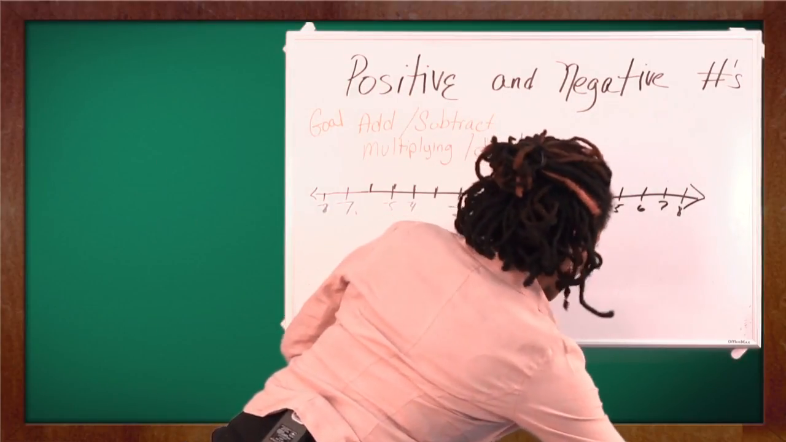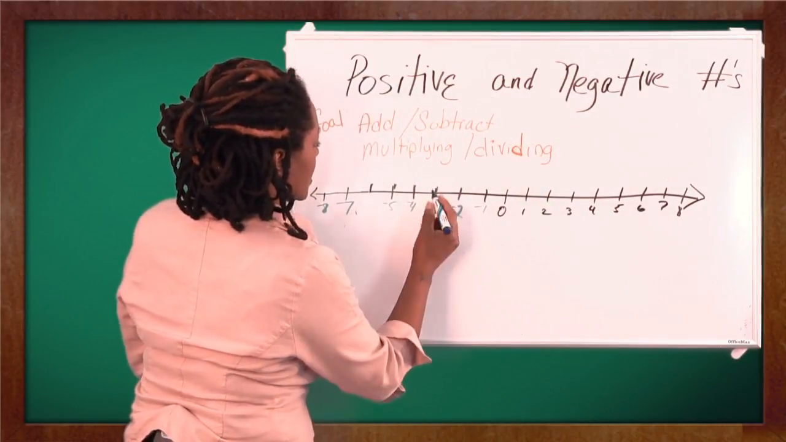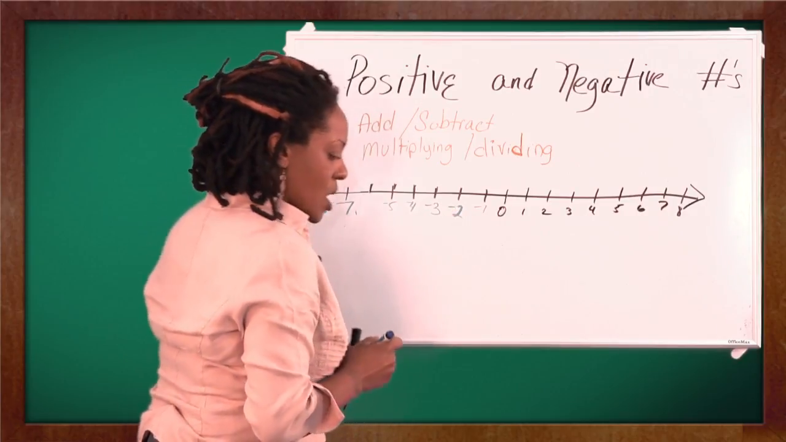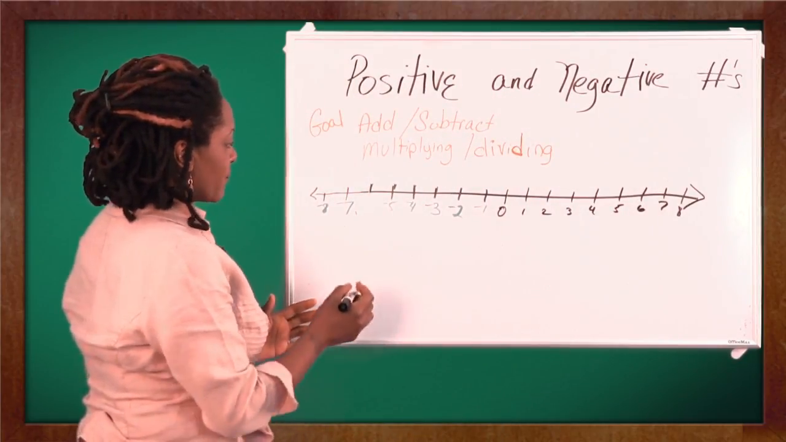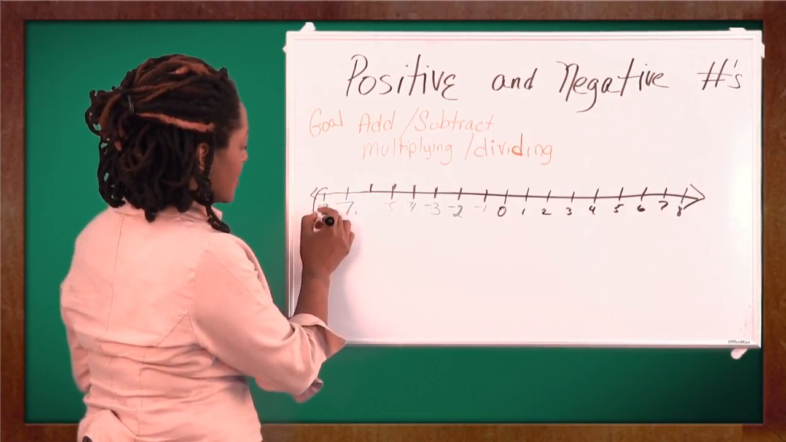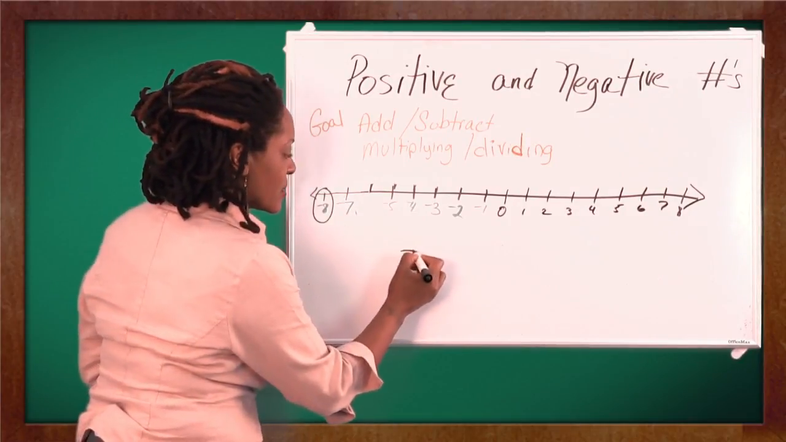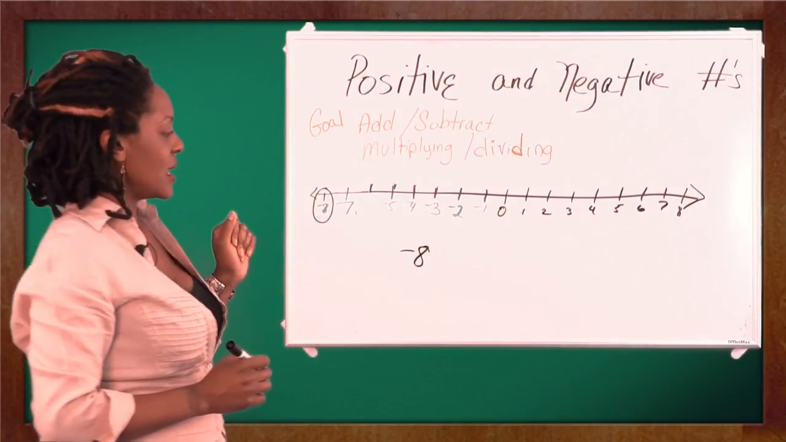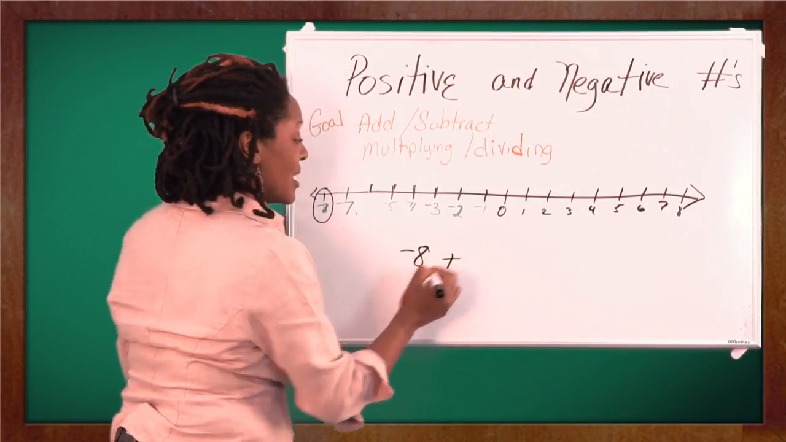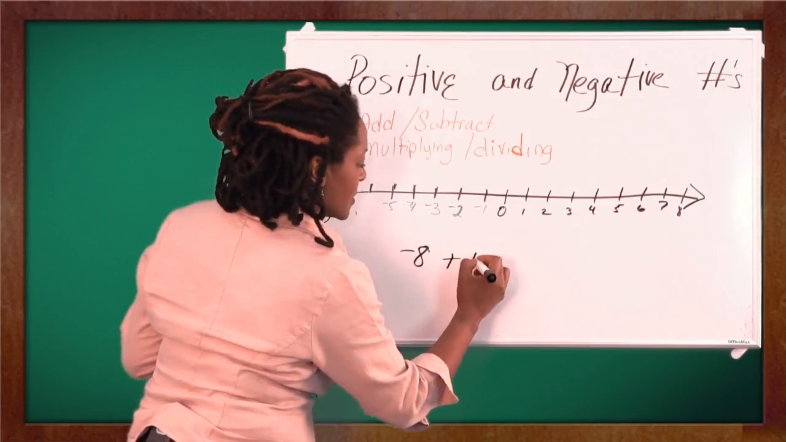And that was -3. All right, so let's go for one more problem. Let's say we were at -8. So there's the first portion of our math problem. -8 plus 10.